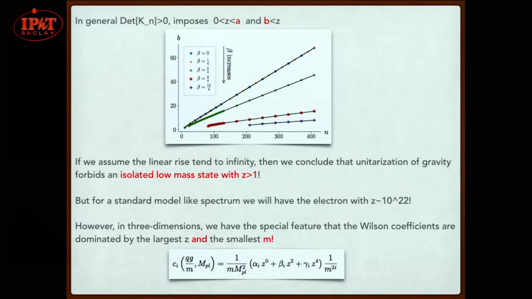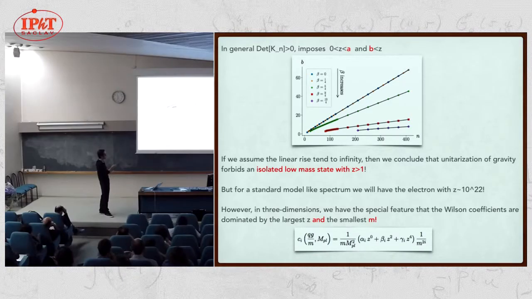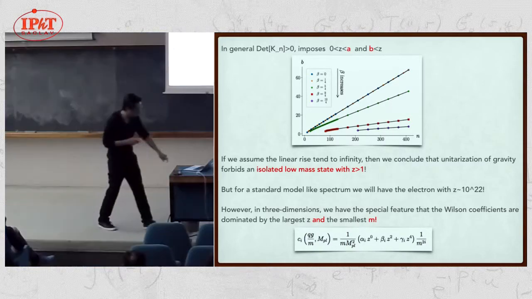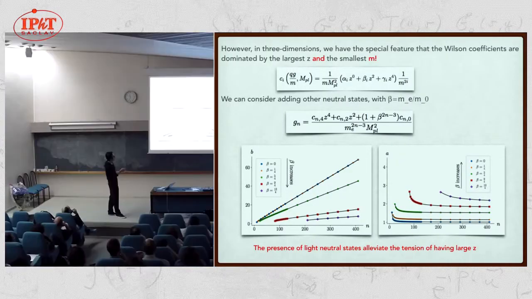So this was the original, which is a single charged particle. This bound is going to infinity, which is saying that anything with z bigger than 1 is just not favored. But if I include a light particle, which I call beta, sorry, I'm going really fast, so for the light particle I'm introducing a new particle with beta, where beta measures the ratio between the electric charge and the neutral charge.